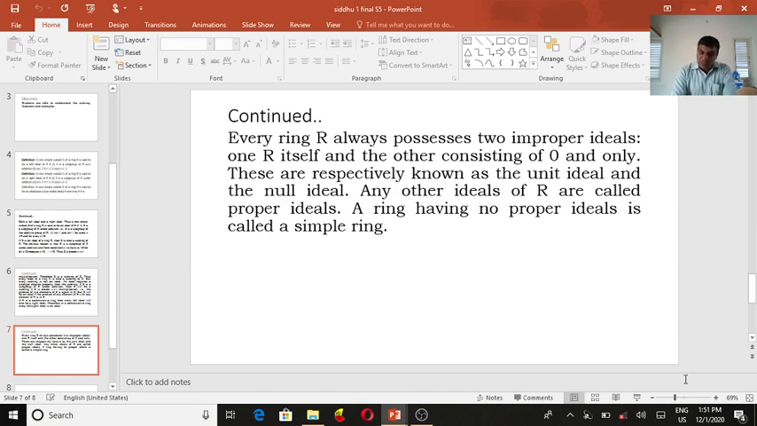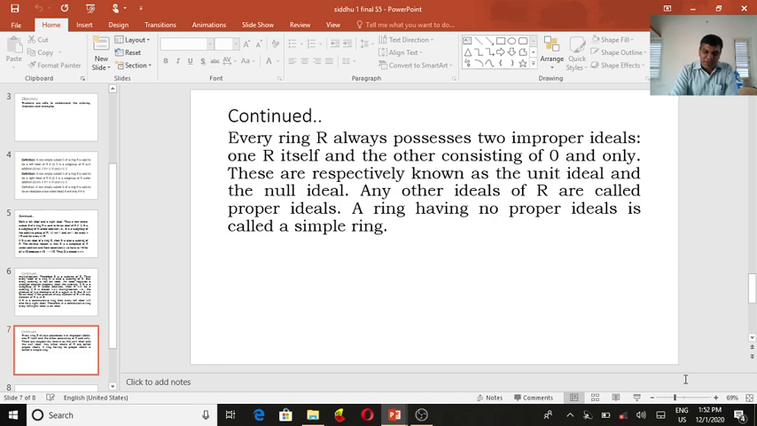For example, Z is the set of all integers: minus 3, minus 2, minus 1, 0, 1, 2, 3, and so on. So 3Z is minus 9, minus 6, minus 3, 0, 3, 6, 9. Observe that 3Z is an ideal. What is in 3Z? Minus 9, minus 6, minus 3, 0, 3, 6, 9 are there.